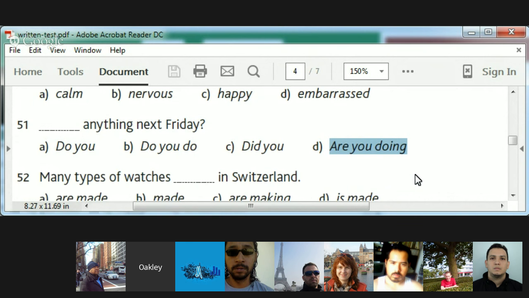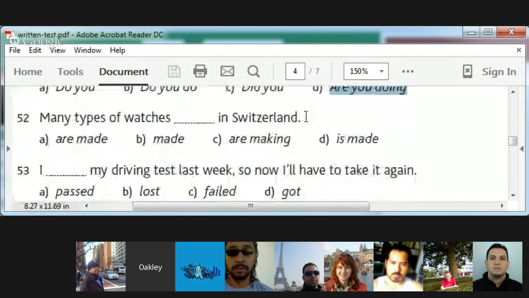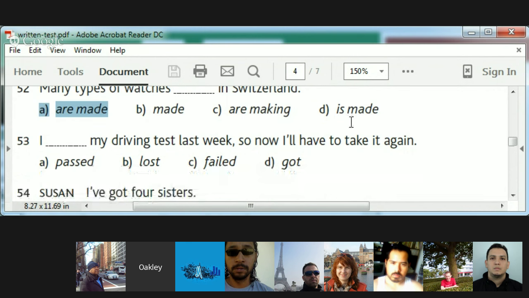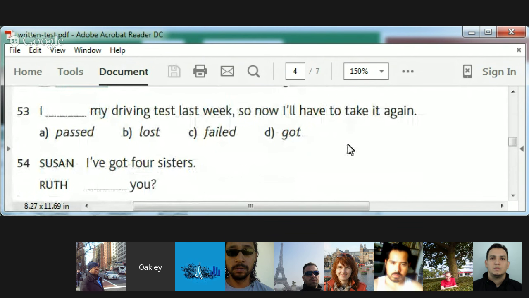Okay? All right. Moving on. Marcus. Number 52. Many types of watches are made in Switzerland. Okay, and finally we get a passive. I think this is the first passive we've seen. All right, present passive, you've got it. The action happens to the watches. So we use a passive form. Very good.